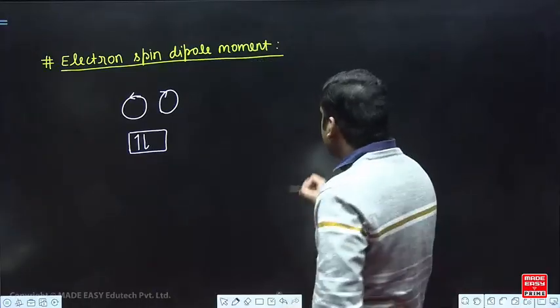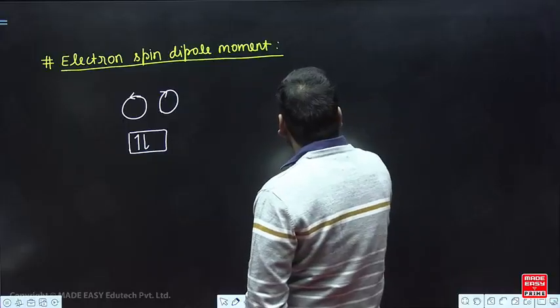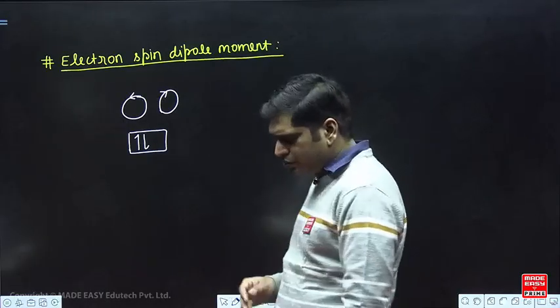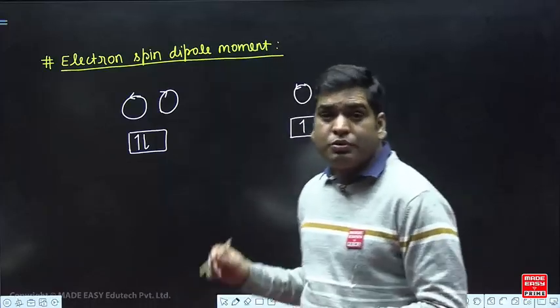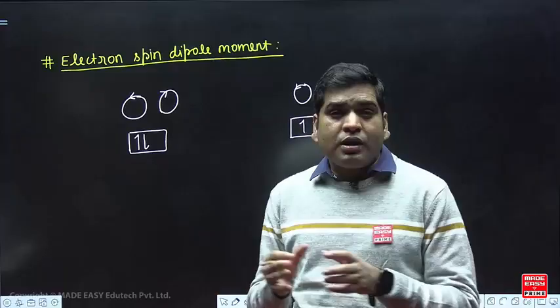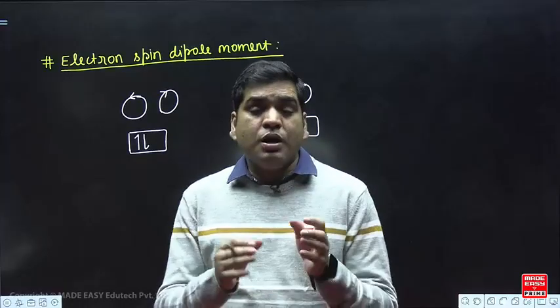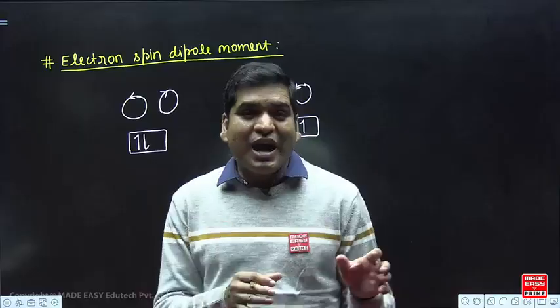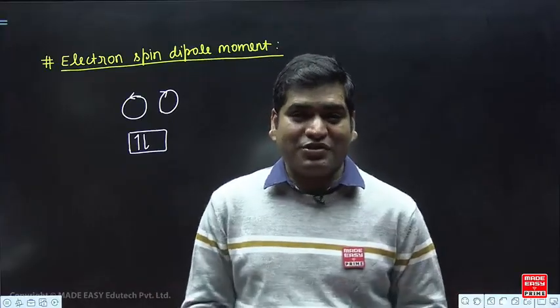But if any element has a single unpaired electron, either anti-clockwise or clockwise, it will contribute a non-zero magnetic dipole moment. So unpaired electrons contribute to the permanent magnetic dipole moment of an atom. They are going to decide the magnetic character.